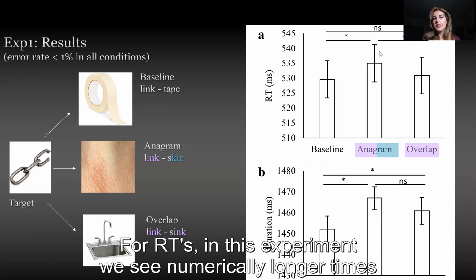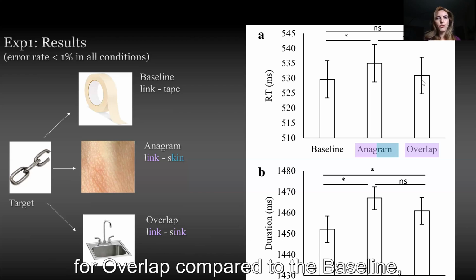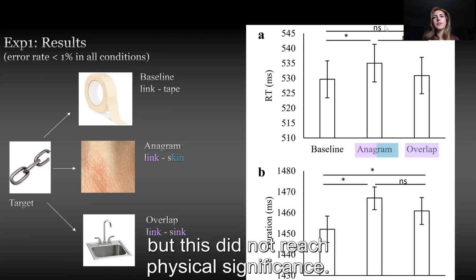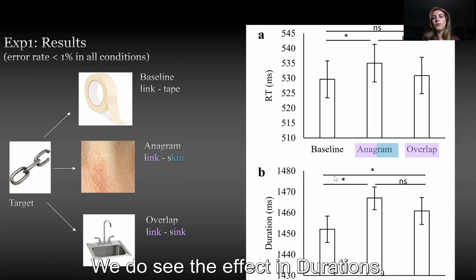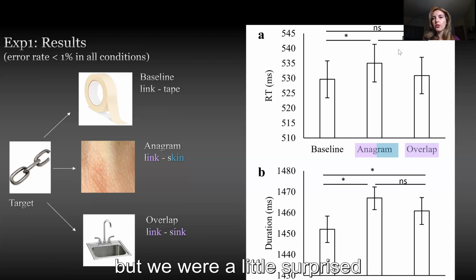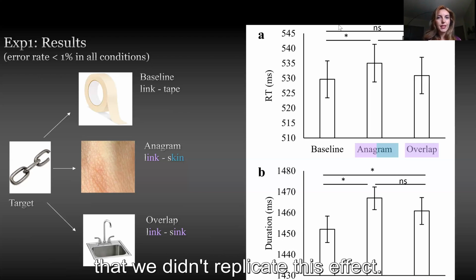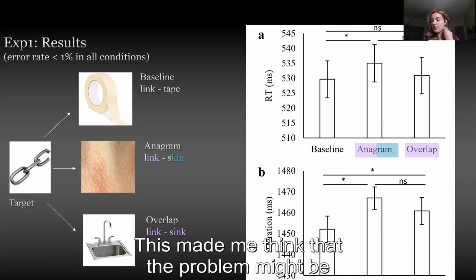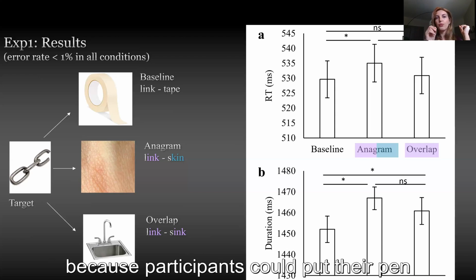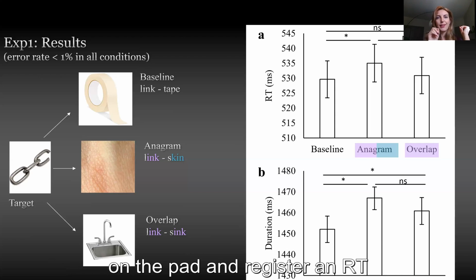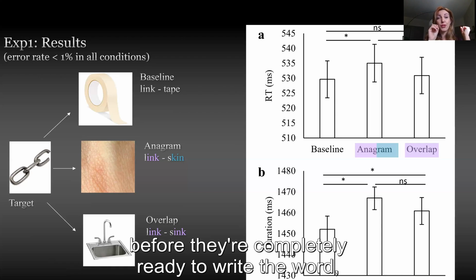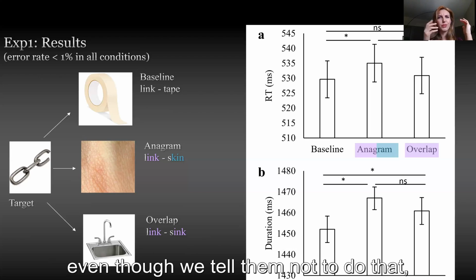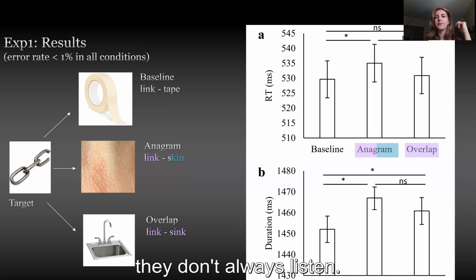For RTs, in this experiment, we see numerically longer times for overlap compared to the baseline, but this did not reach statistical significance. We do see the effect in durations, but we were a little surprised that we didn't replicate this effect. This made me think that the problem might be because participants could put their pen on the pad and register an RT before they're completely ready to write the word. Even though we tell them not to do that, they don't always listen.